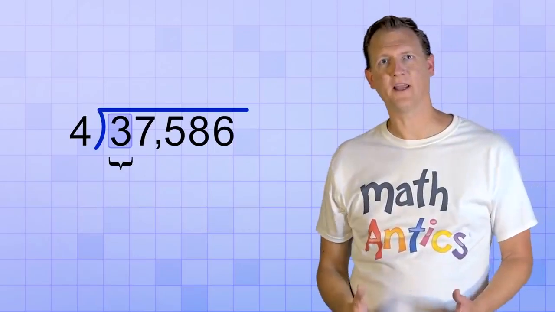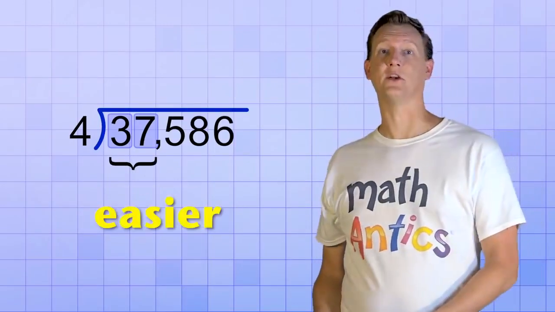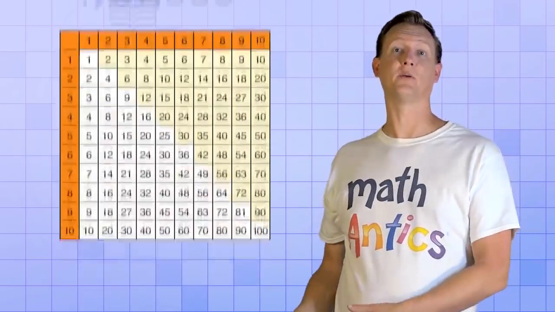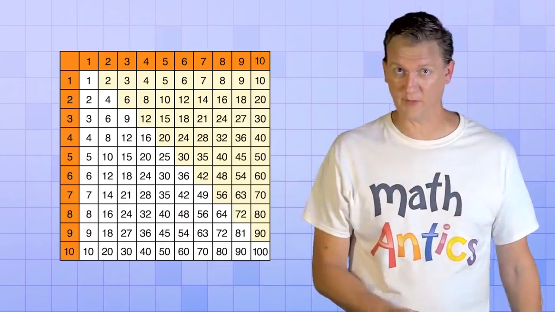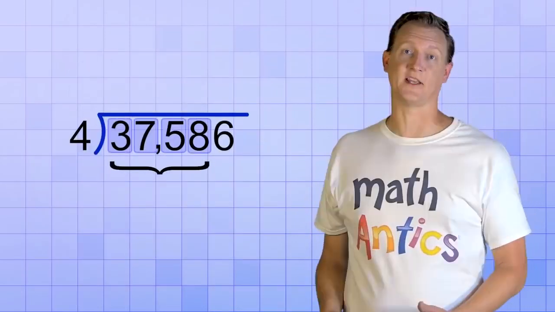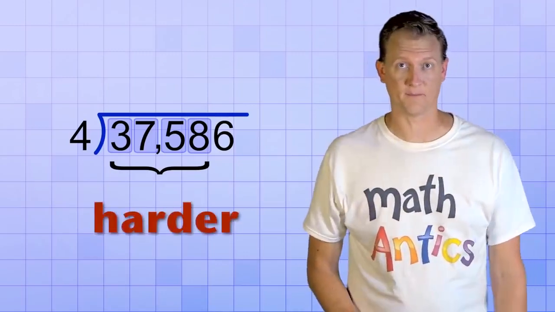If you only have to divide into 1 or 2 digits of the dividend at a time, it's much easier because all of the answers to those smaller division steps can be found on the multiplication table, which you have memorized, right? Yeah. But when we have to go 3 or 4 digits at a time, it's a lot harder to figure out the answer of each step.